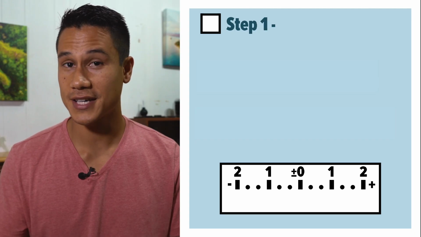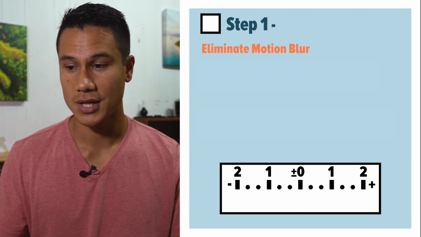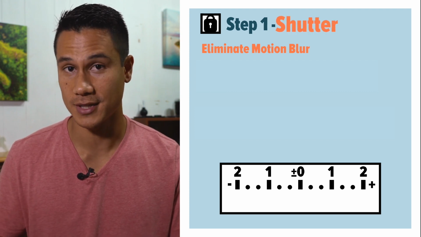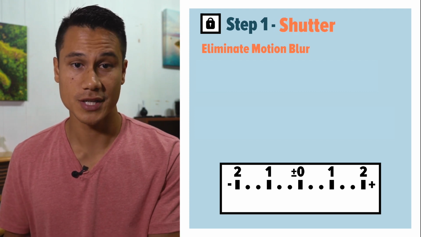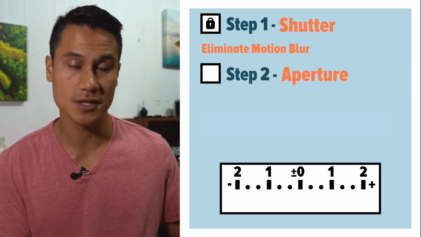For our last example, let's say we're shooting a sporting event. With all these fast-moving athletes, my priority is going to be eliminating motion blur, so I have to choose a fast enough shutter speed. Obviously faster shutter speeds mean less light, so I want to see if I can choose an aperture that's wide enough to make up for that.